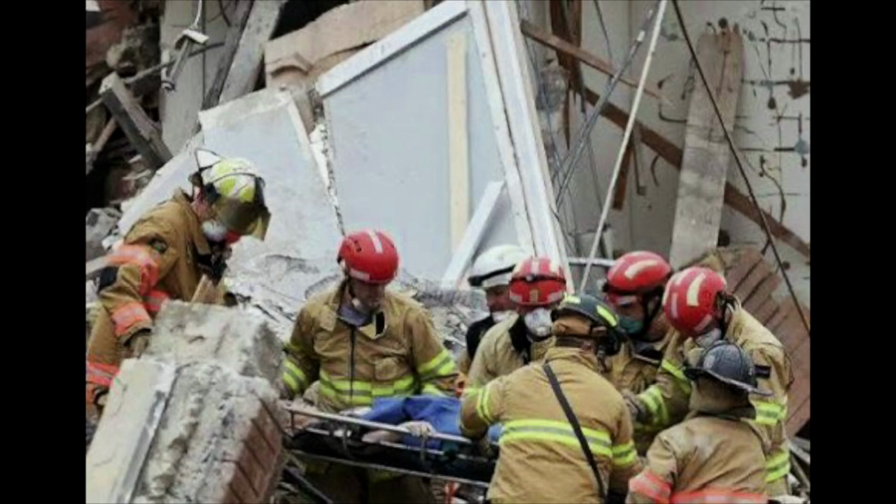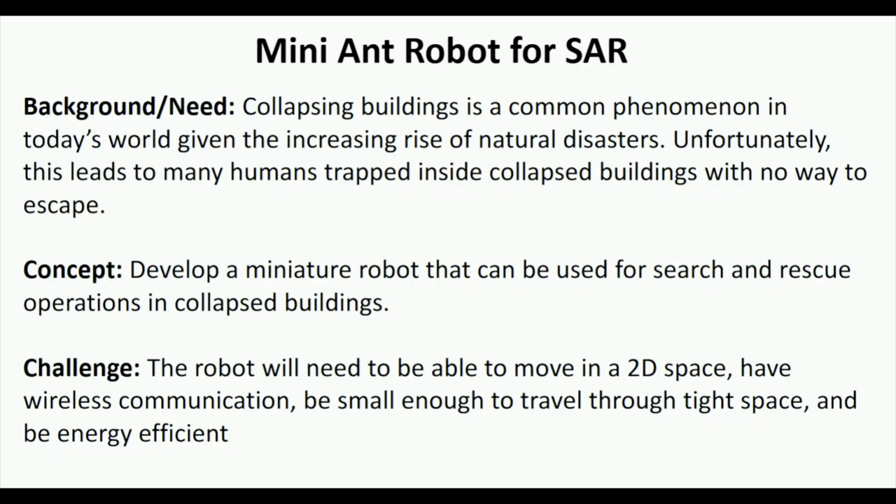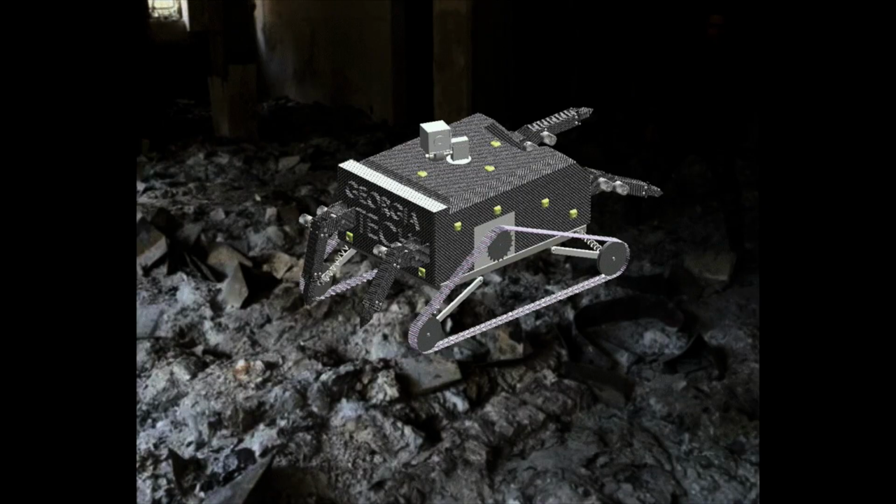However, rescue efforts are severely challenged when survivors are located in spaces that are inaccessible, unstable, or impossible to identify using traditional methods. To address this critical problem, we developed our version of the Mini Ant SAR, a miniature robot designed to assist in search and rescue operations during the most crucial moments following a structural collapse.